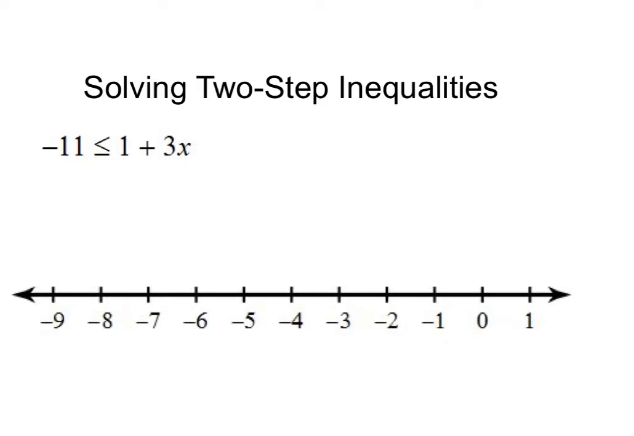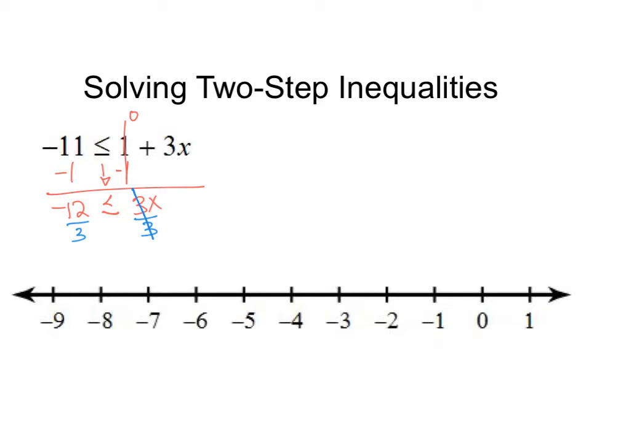So first, my first step is going to be to subtract 1 on both sides because I'm trying to isolate my variable. So that 1 minus 1 cancels. Negative 1 minus 1 will give me negative 12. I'm going to bring down the sign, so negative 12 less than or equal to, bring down the 3x. Again, I'm trying to get x by itself, so now I'm going to divide by 3 on both sides.